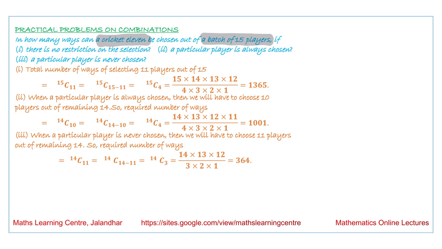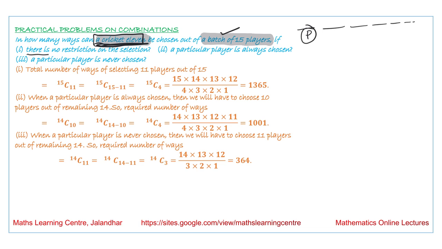So one thing is clear from this, that this is a question related to combinations and not permutations, because the order in which the 11 players are selected is immaterial over here. If we had to arrange these 11 players in an order, then we would use permutations. But now we just have to choose 11 players out of 15 players. So we will use combinations.